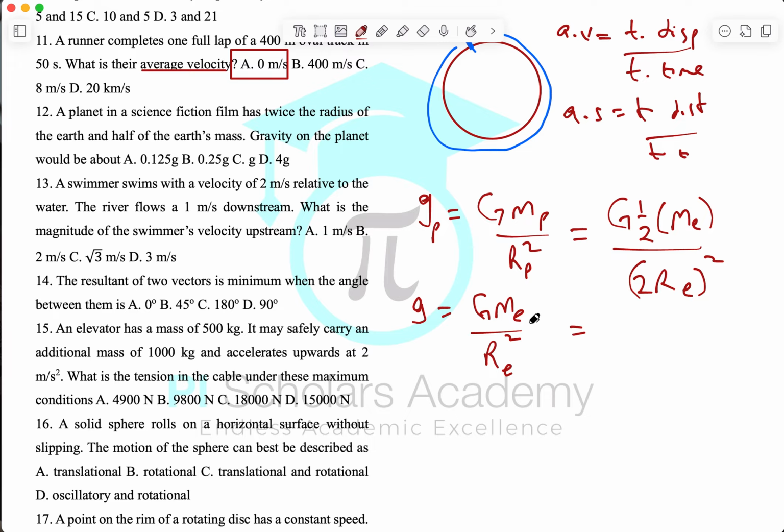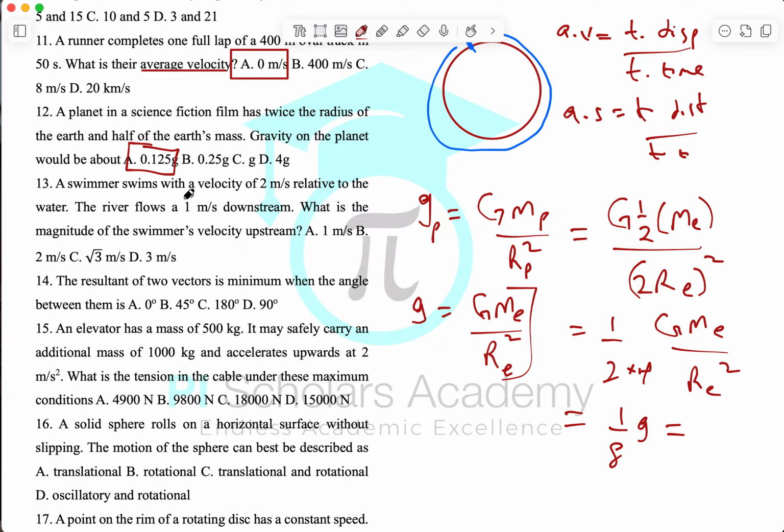When we simplify this, we're going to have 1 over 2, then this one will be squared, multiplied by 4, then G will be left there. We have Me divided by Re squared. So if you do this very well, that would be 1 over 8 multiplied by GMe over Re squared, which is g. And 1 over 8 is 0.125. So the correct answer to that is 0.125 g.